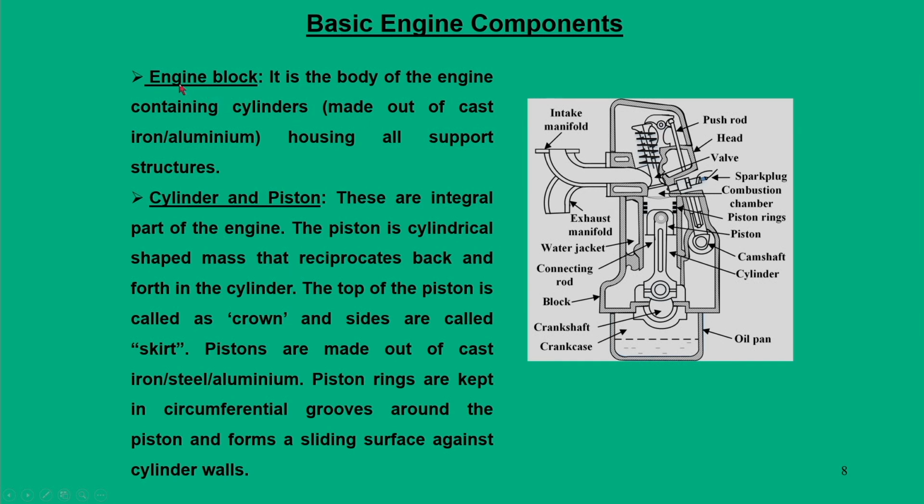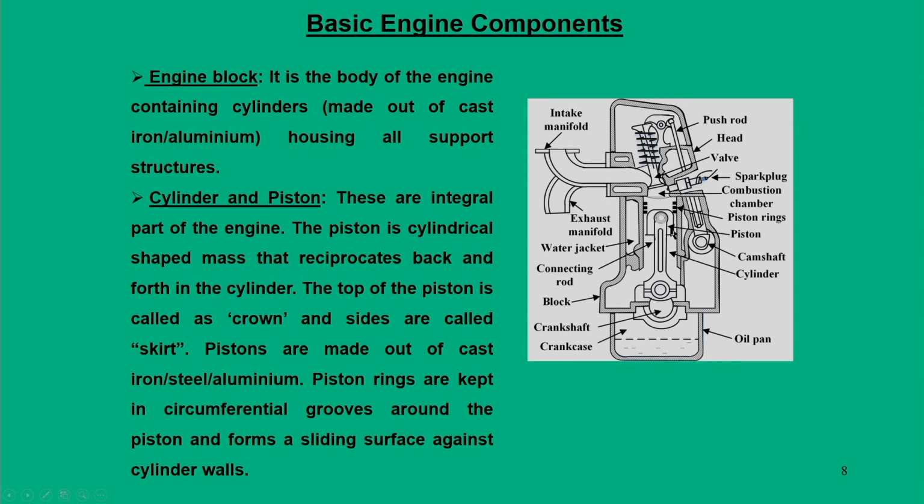The first component is the engine block. It is the body of the engine containing the cylinders, made out of cast iron or aluminum, and it houses all the supporting structures. The next important items are the cylinder and piston. In this figure, this is the piston and it is housed within a cylinder, and these two are integral parts of the engine.